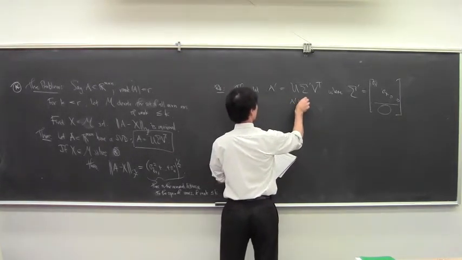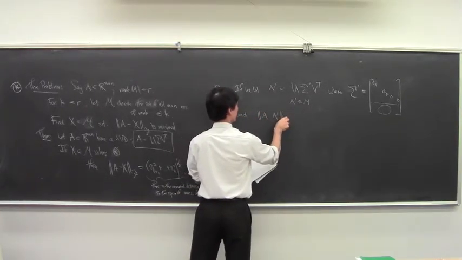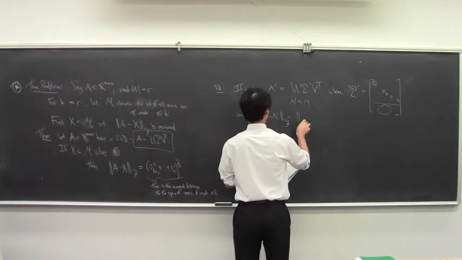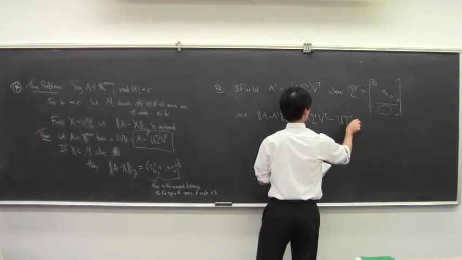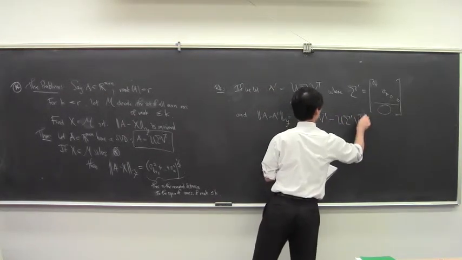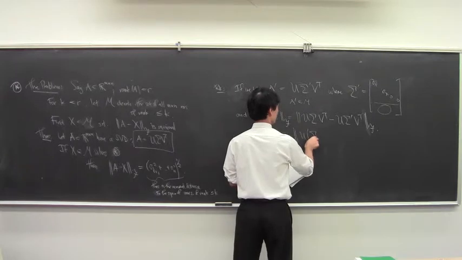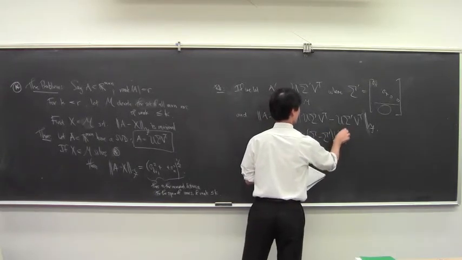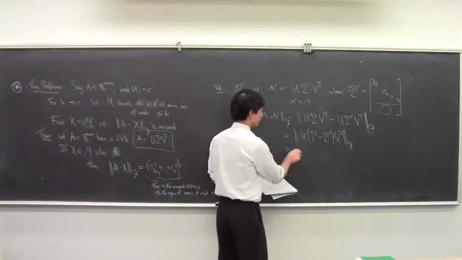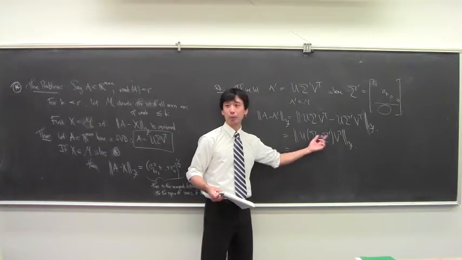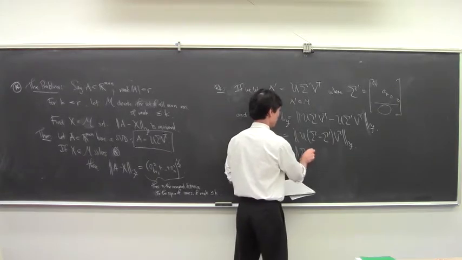So then A prime is in M, and if we look at the Frobenius norm of A minus A prime, that's the Frobenius norm of U sigma V transpose minus U sigma prime V transpose. That's the same thing as the Frobenius norm of U times sigma minus sigma prime times V transpose. What we just said is that multiplying on the left or on the right by orthogonal matrices doesn't change the Frobenius norm. So we end up with this.